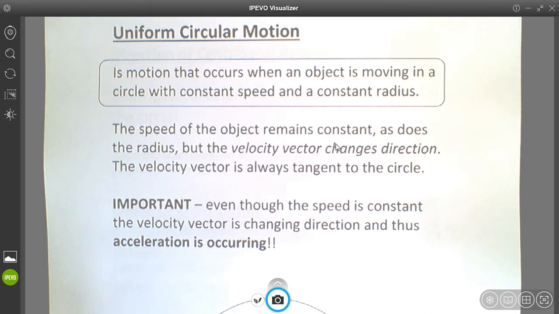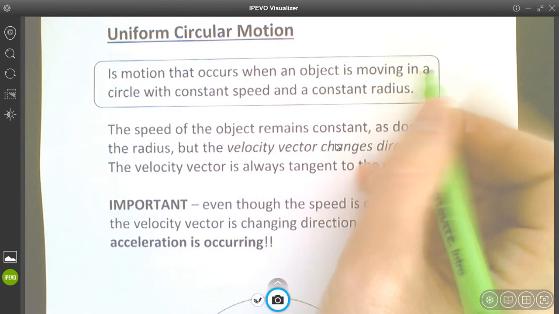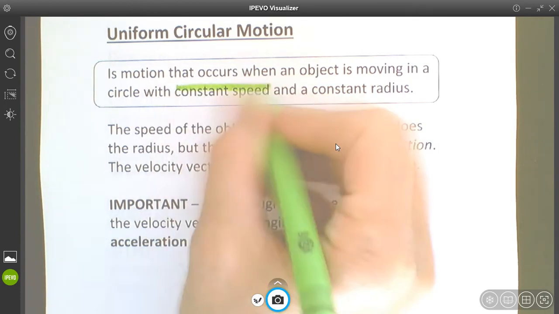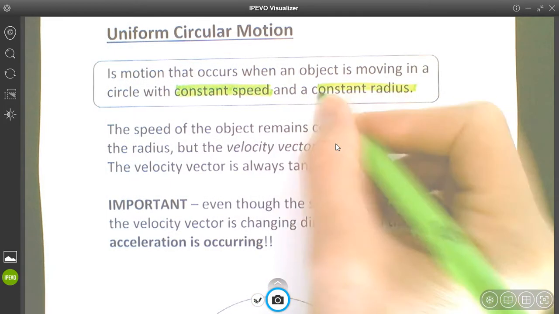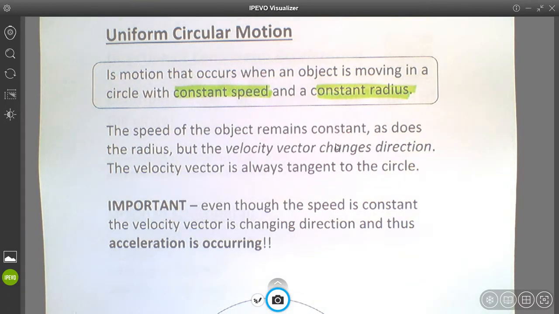So what is uniform circular motion? Well, the key word here is uniform. Okay, I think you all get the idea of what circular is. So it is motion that occurs when an object is moving in a circle with constant speed and a constant radius. If the speed is changing while you're going in a circle, or the radius gets smaller or bigger, that is non-uniform circular motion. It's very complicated to deal with. You have to use calculus to solve the problems. So we don't want to go there yet. You can do that if you continue your studies into the sciences and physics and engineering.